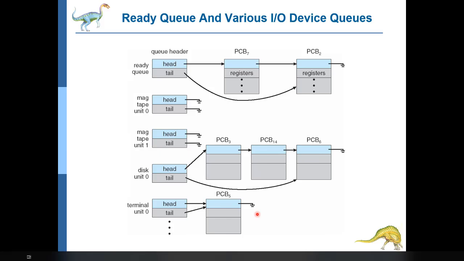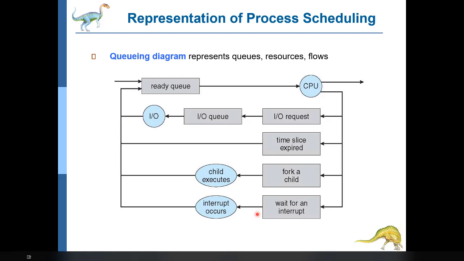Now we know that the processes move between different queues. So this queuing diagram shows how a process is scheduled and how a process moves from one state to another state, from one queue to another queue, or to the CPU, and it also explains the reasons. So initially a new process comes, it is put into the ready queue. When it is the turn of the process, it is dispatched to the CPU. If this process finishes, then it goes back and is terminated. Otherwise, there are four different possibilities when it will leave the CPU, okay, and it will do something else.